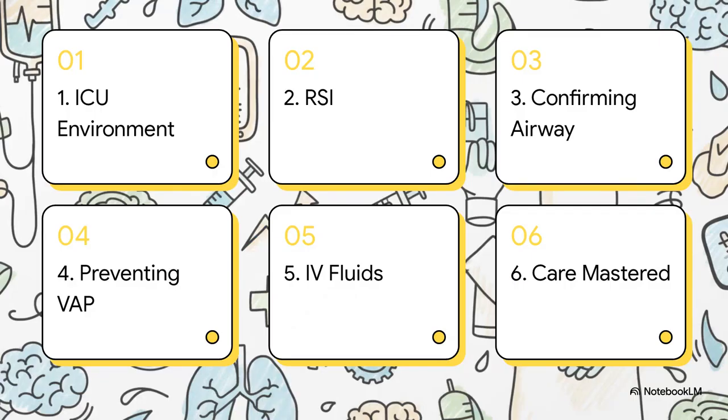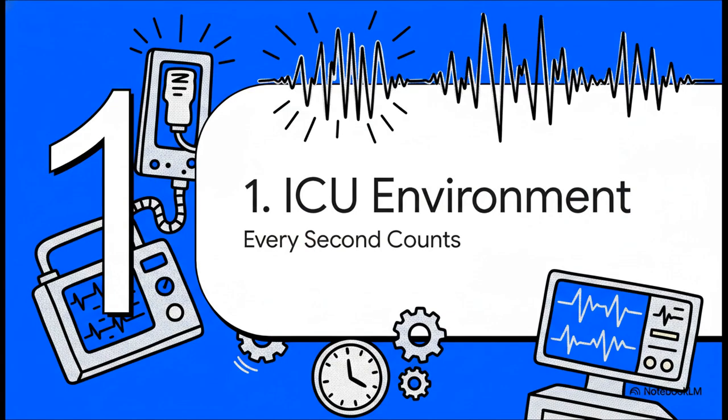Here is our agenda for today. 1. The high-stakes ICU environment. 2. Rapid sequence intubation. 3. Confirming the airway. 4. Preventing ventilator-associated pneumonia. 5. Navigating IV fluid osmolarity. And 6. Critical care mastered. We're going to follow a strictly chronological path, going from acute, seconds-count interventions during intubation, all the way to calculated long-term stabilization.